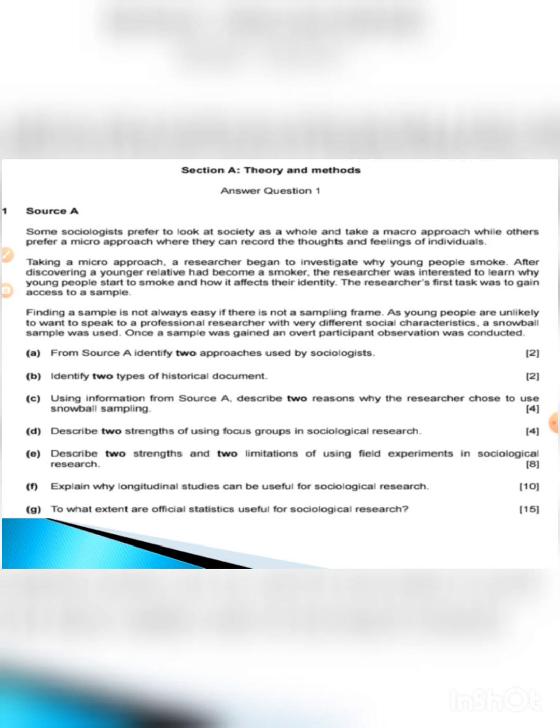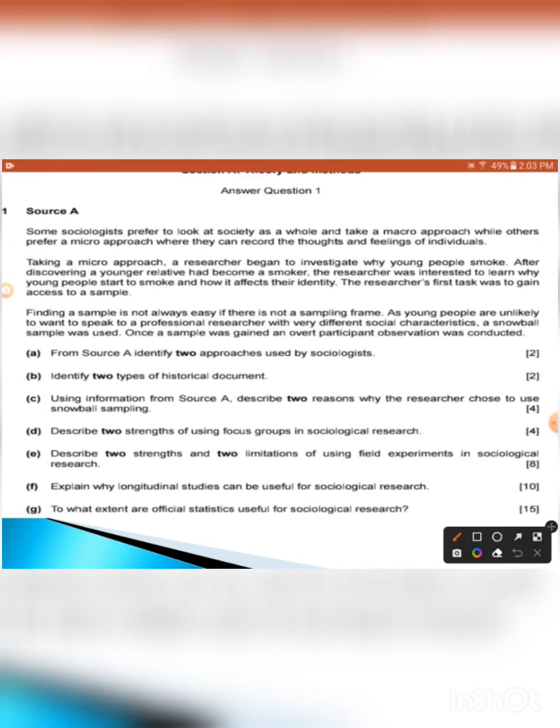First of all, you are going to read source A very carefully. It says that some sociologists prefer to look at society as a whole and take a macro approach, while others prefer a micro approach, where they can record the thoughts and feelings of individuals. So you have studied sociology. Let's first circle out the main points.